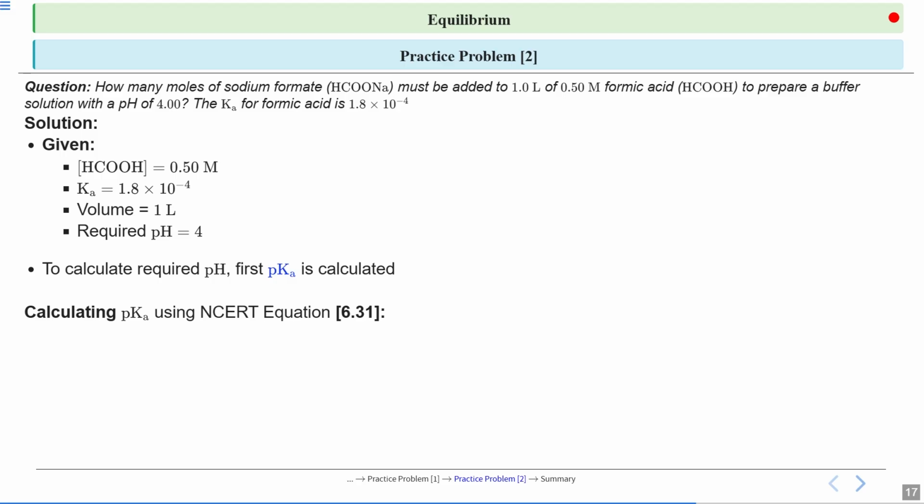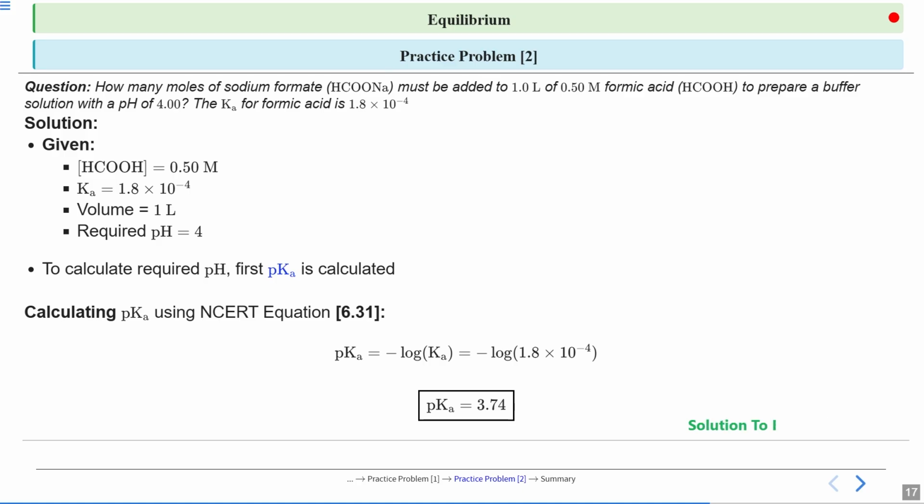So using NCERT equation 6.31, we can write pKa is equal to minus log Ka, which is minus log of 1.8 into 10 to the power minus 4. It is given in the question. Now put this value, you will get it as 3.74. Again, my suggestion would be you don't have to worry about this log value. It will be given in your question in case of your exam.